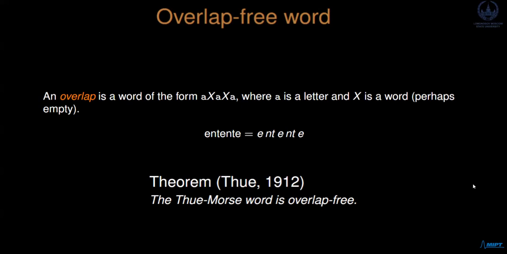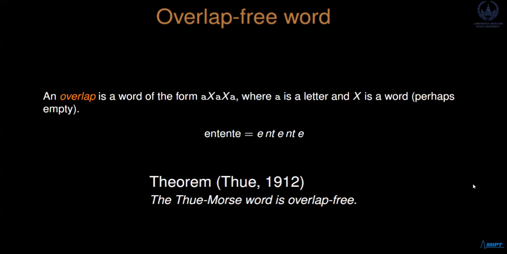For example, the word E-N-T-E-N-T-E is an overlap because it has the structure E, NT, E, NT, E, where E is the repeating letter and NT is the repeating block. A major result proved by Axel Thue in 1912 is that the Thue-Morse word is overlap free.